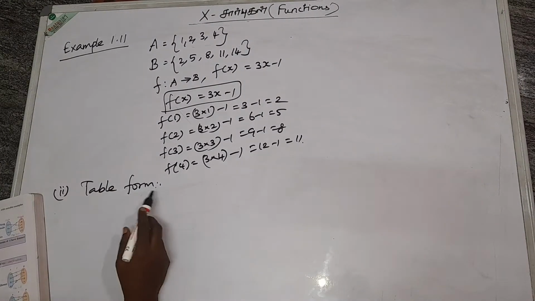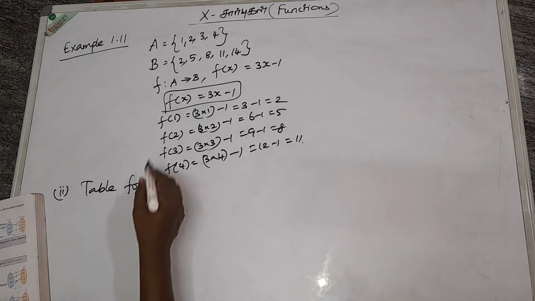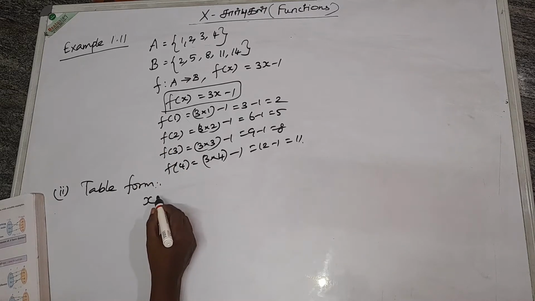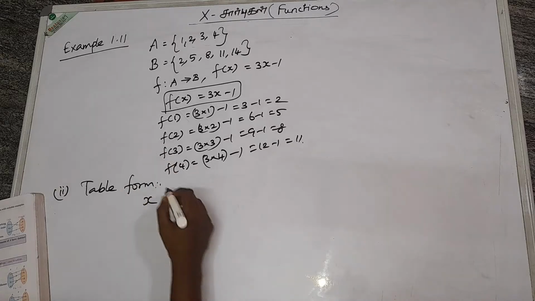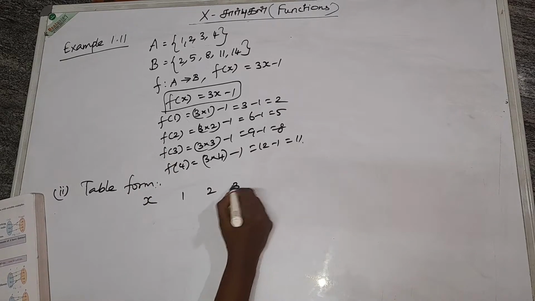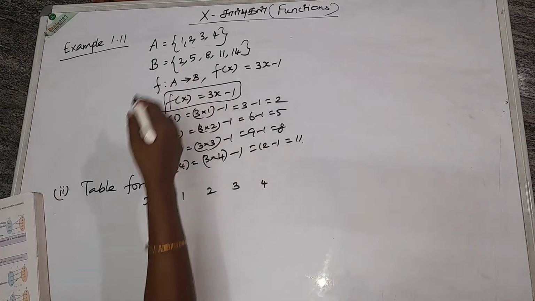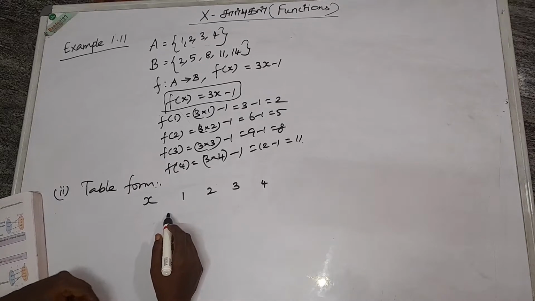Next one is a table form. How to write the table form? So see here, first one is x. X is nothing but the element in domain. So what are the elements in domain? 1, 2, 3, 4. That is the first set. Domain is called as the first set. First set is called as a domain.